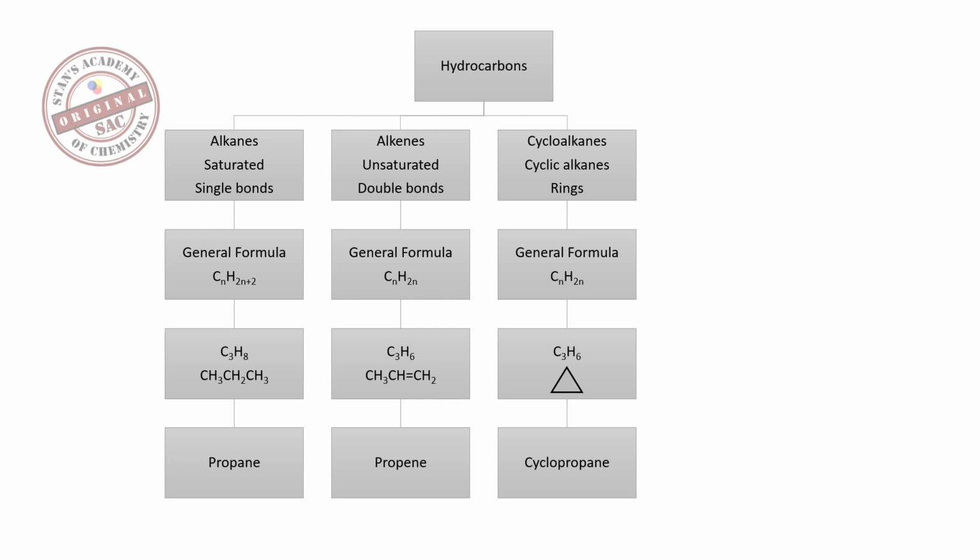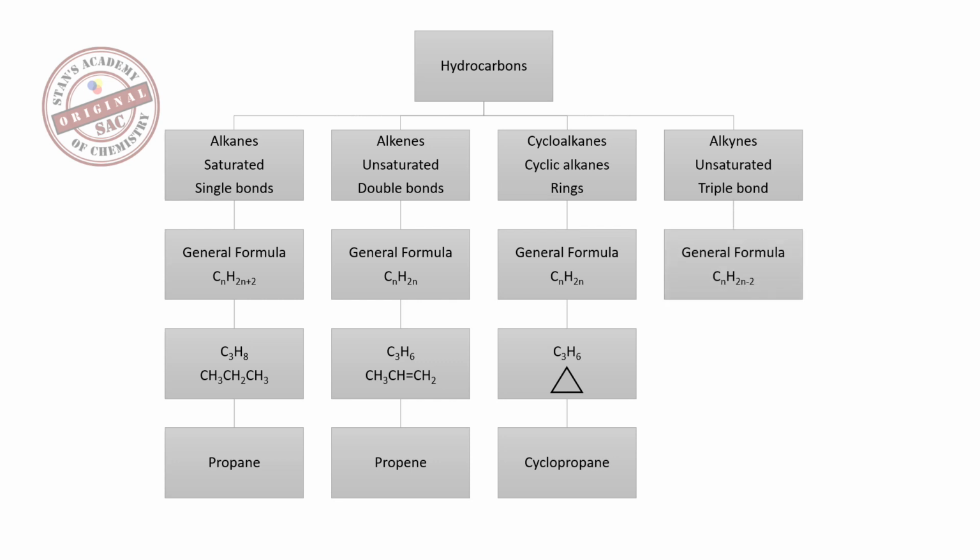And the last part is alkynes. Alkynes are again considered to be unsaturated compounds because they have a triple bond present in them. The general formula is CnH2n-2, and an alkyne with 3 carbon atoms would have the formula C3H4, and the structure is written as shown. The name would be propyne. So this is the classification of hydrocarbons.